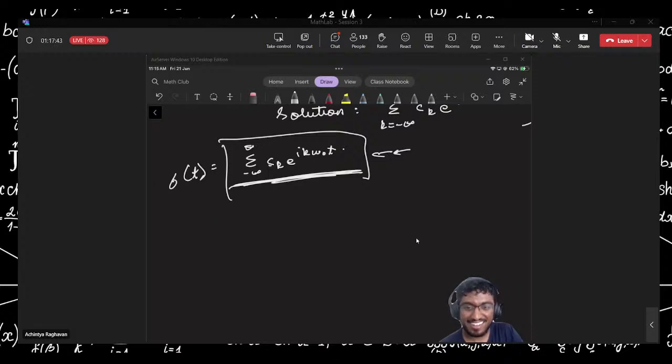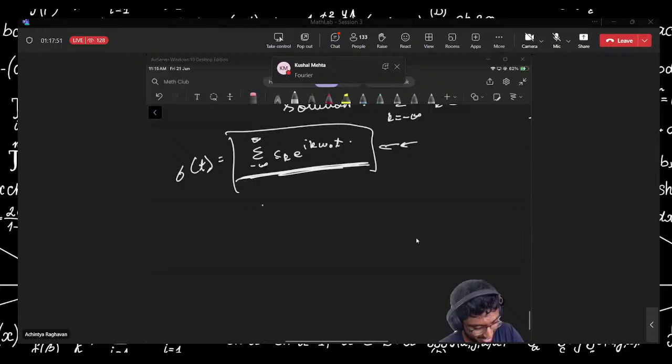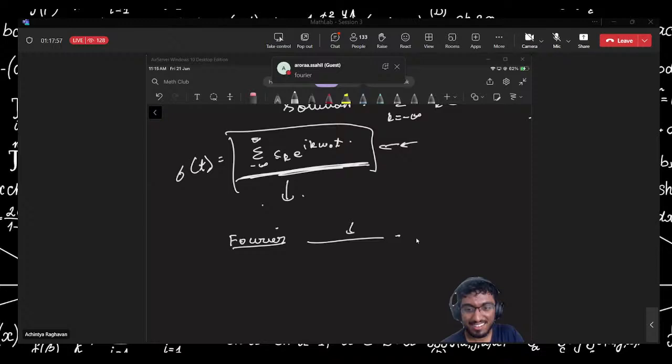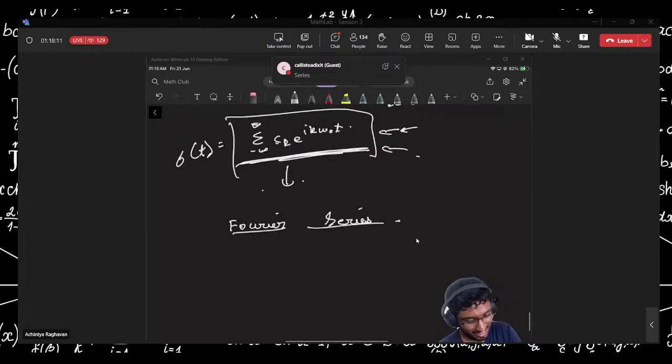Yes, you're right. Others, come on. So this is Fourier. The name of this thing is actually two words. The first word is Fourier. What is the second word? And fundamentally, what is it? Yeah, right. Series. So this is called the Fourier series.